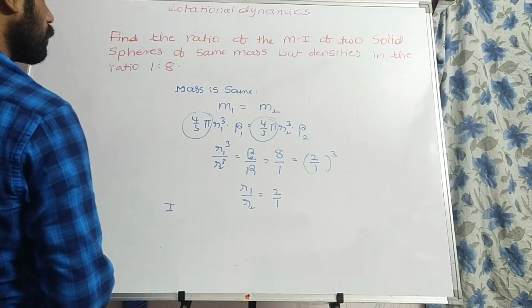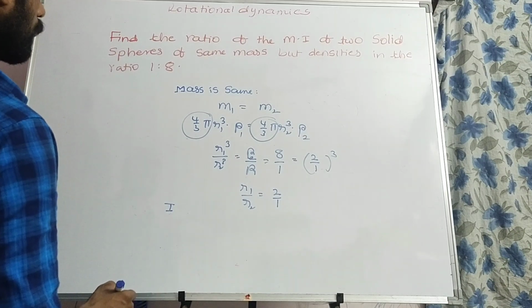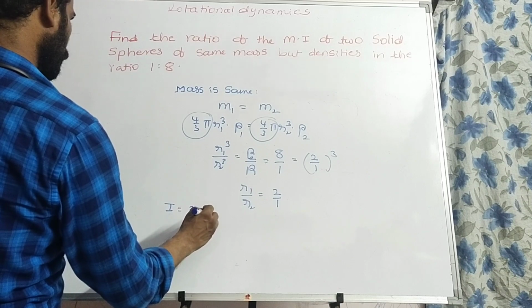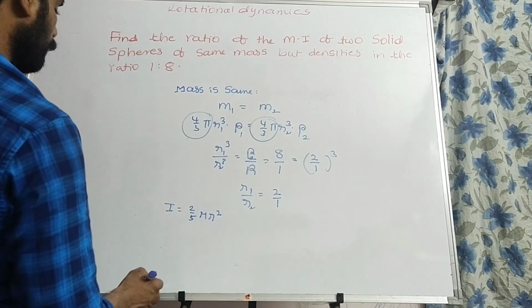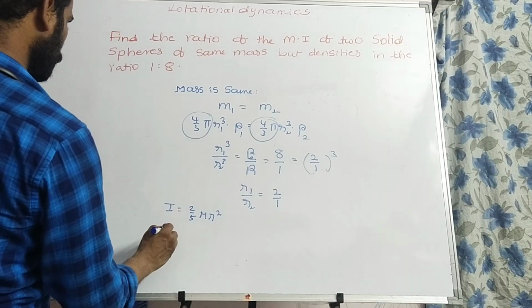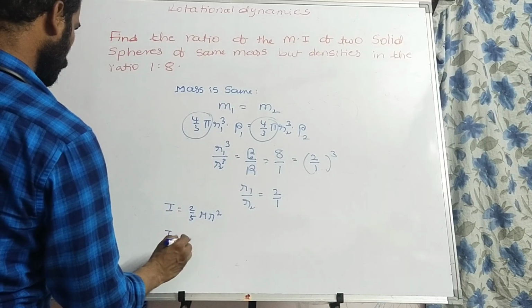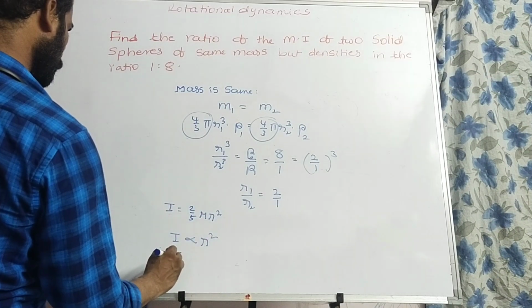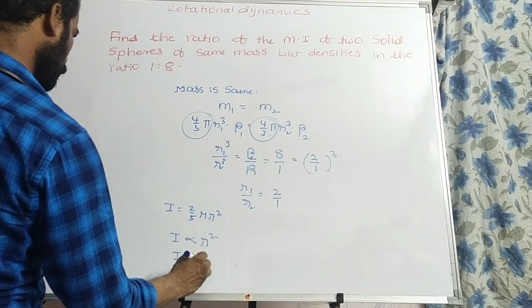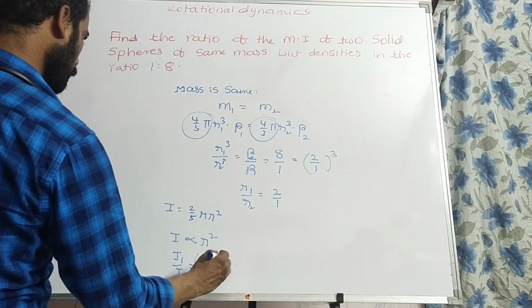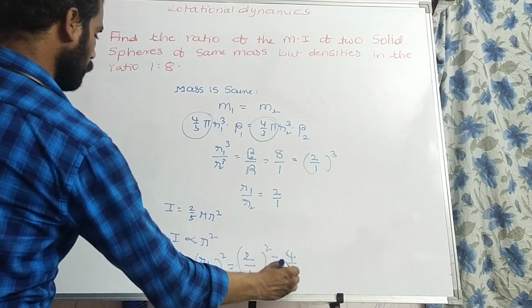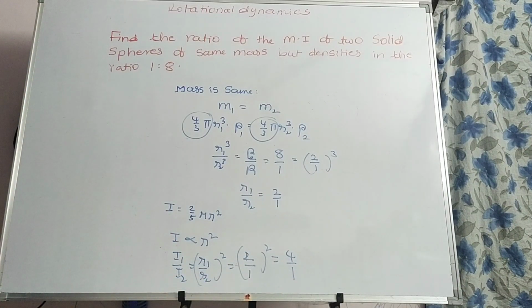So the ratio of the moment of inertia: I is equal to 2 by 5 m r square. Then I1 by I2, I is proportional to r square. Now I1 by I2 is equal to r1 by r2 whole square, that is 2 by 1 whole square, simply 4:1. That is the answer.